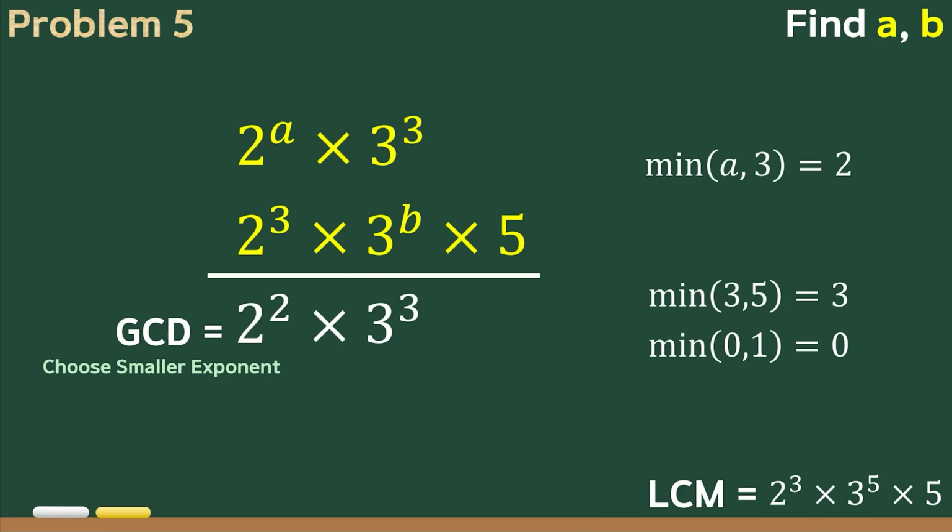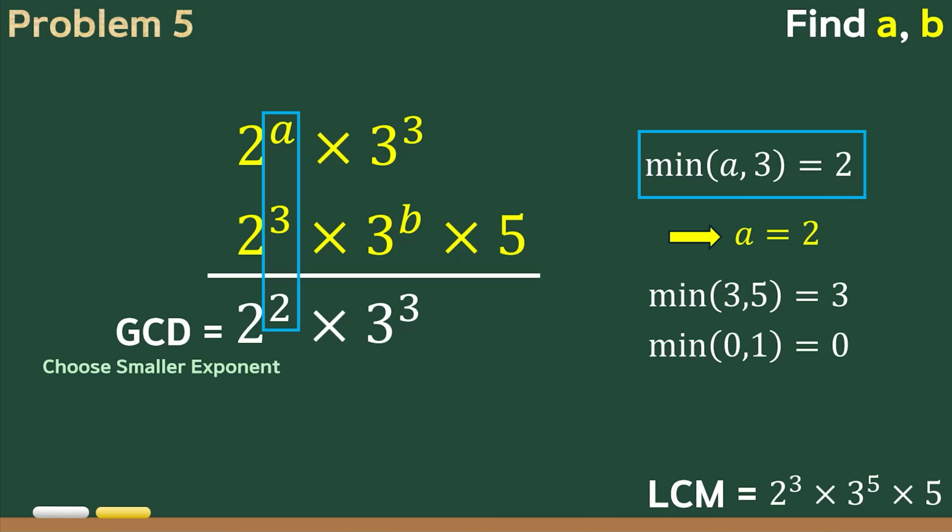Let's start with the GCD. The GCD uses the smaller exponent. For the base 2, we compare A and 3. The result is 2 squared, so the smaller value must be 2. That means A is 2.